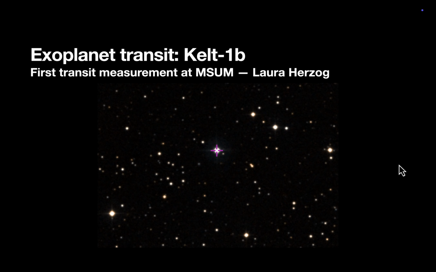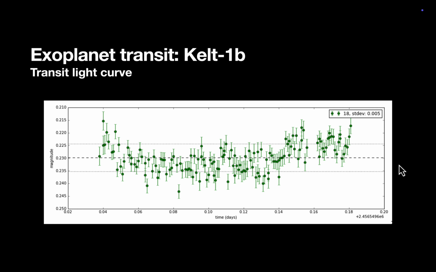As a couple of examples of this, here's the first exoplanet transit that was measured at MSUM. And the feature to point out here is this lower part where the light from the star dipped down. So we caught just a little bit of the beginning of this transit, then the dip, and then some light after the transit had ended. And the transit's the part where the planet passes in front of the star.